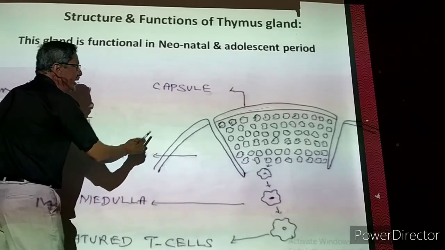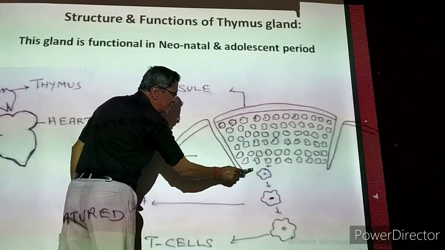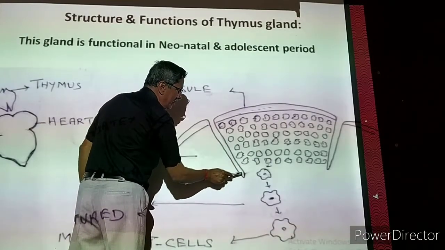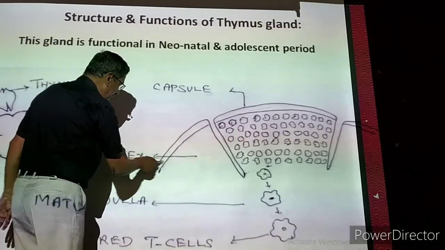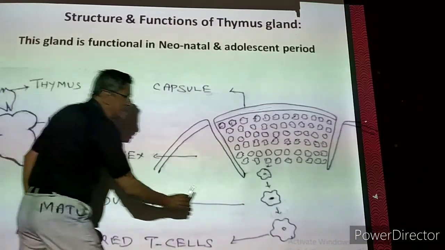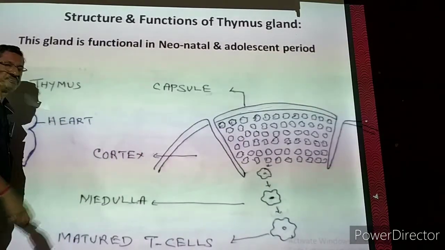Then in the internal region of the gland, this is the outer region, up to the crista. The outer region is called the cortex. The central portion, which is present fully inside, is called the medulla.